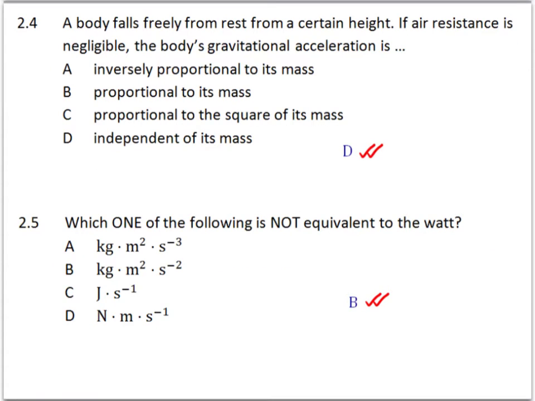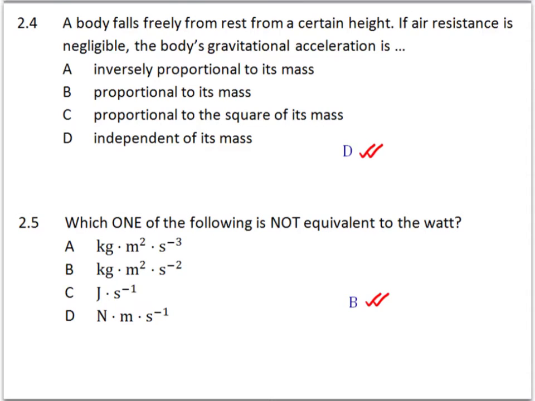Question 2.4. The local acceleration due to gravity, little g, with the value of 9.8 meters per second squared near the surface of the Earth, is approximately constant for any object, regardless of its mass. So your body's gravitational acceleration is independent of its mass, giving you D as the answer.